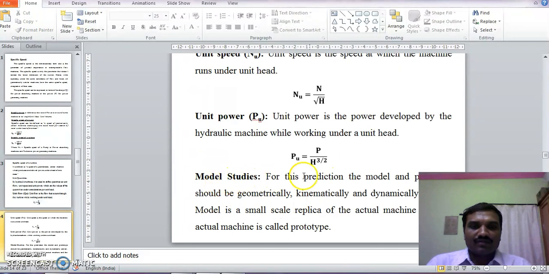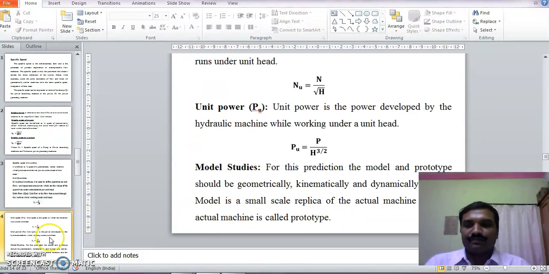Model studies. For this, the prediction of model and prototype should be geometrically, kinematically, and dynamically similar. A model is a small scale replica of the actual machine, and the actual machine is called the prototype.